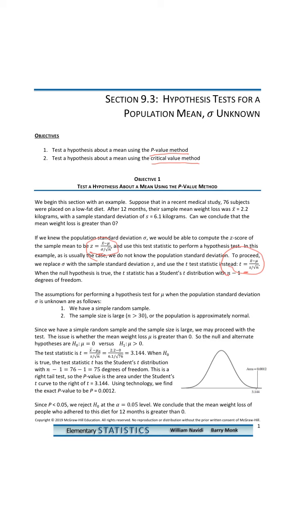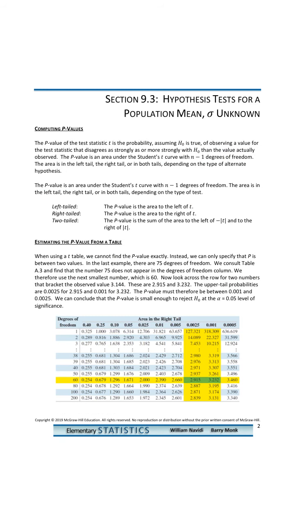We can perform a t-test for the population mean whenever the following assumptions are satisfied. That means we have a simple random sample, and the sample size is greater than 30 or the population is approximately normal. When the assumptions are met, we can perform the hypothesis test using the critical value method or the p-value method. Now let's see how to compute p-values.